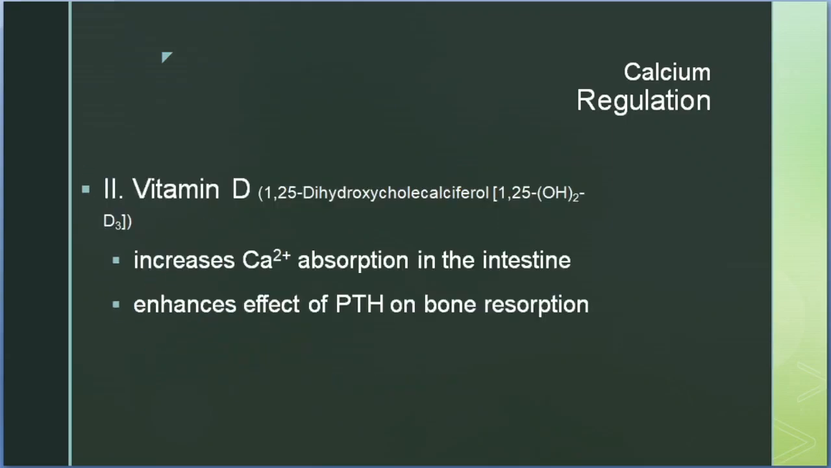Now, let's proceed with your vitamin D. Your vitamin D increases your calcium absorption in the intestine. So, the action of vitamin D is towards your intestine. It increases calcium absorption. It also enhances the effect of your parathyroid hormone on your bone resorption. So, parathyroid hormone and vitamin D, their main effect is to increase your serum calcium.